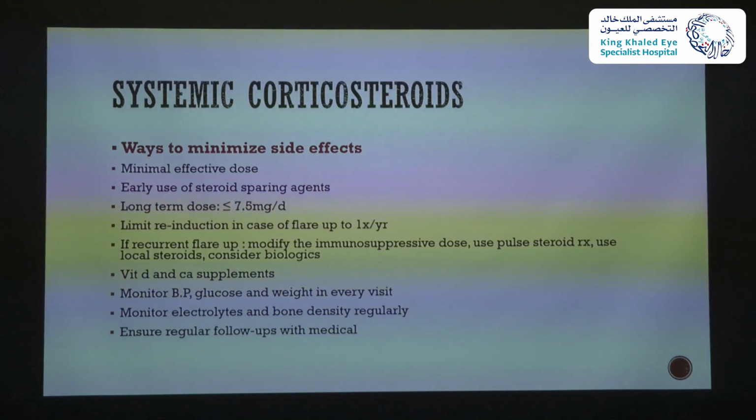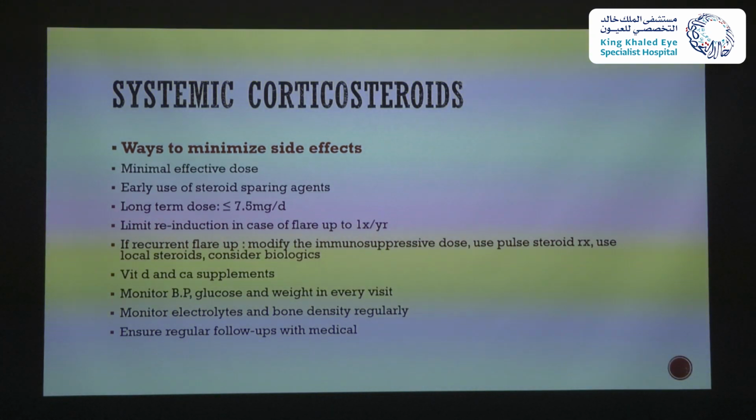Now, there are some ways to minimize the side effects of systemic steroids. We should minimize the effective dose, and it is better to use a steroid-sparing agent early, and aim for the maintenance dose to be equal to or less than 7.5 milligram. Limit reinduction in case of flare-up to once per year. If there is a flare-up more than once per year, we should consider adding biologics.